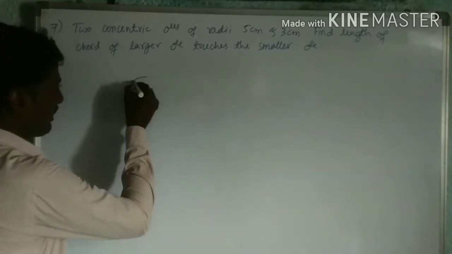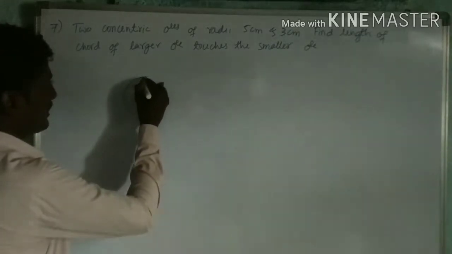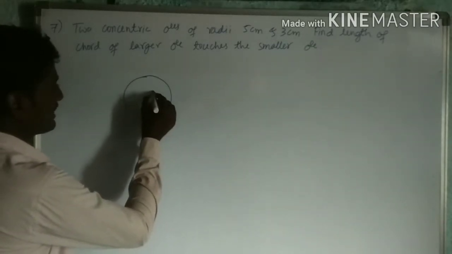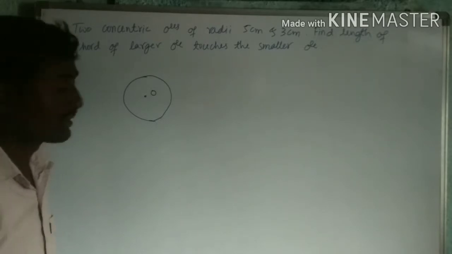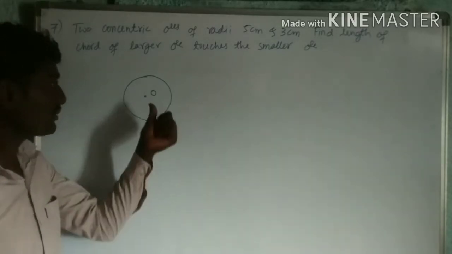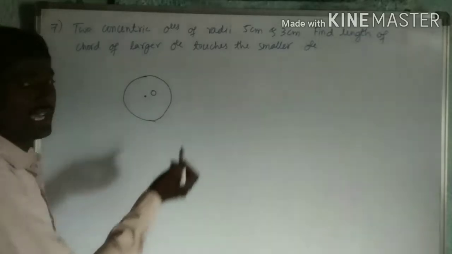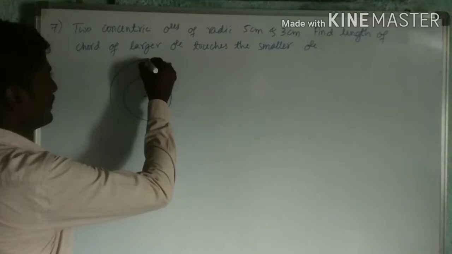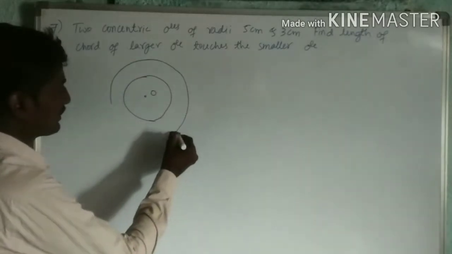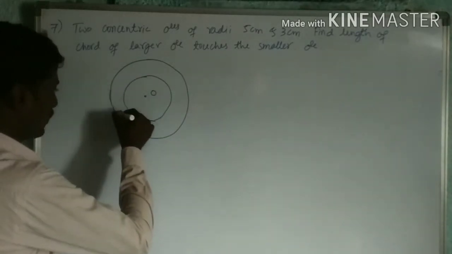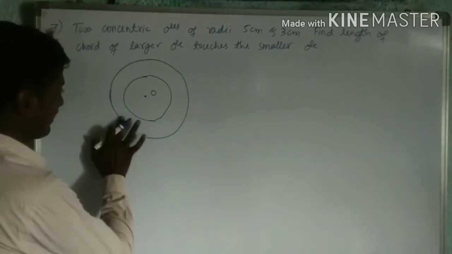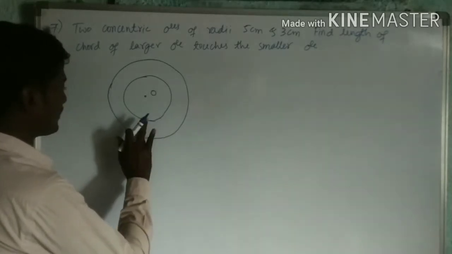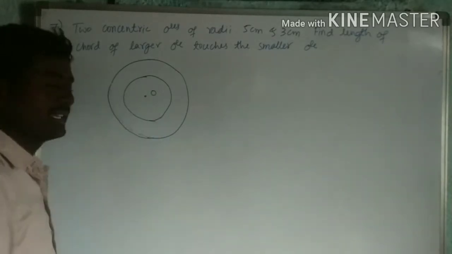See here. So here I will draw one circle. This is the one circle with the center O. I will draw another circle with the same center. So radii must be different automatically. So I will draw another circle here, with the center also again O. So I can call these two circles concentric circles because the center of these two circles is the same, that is center O.